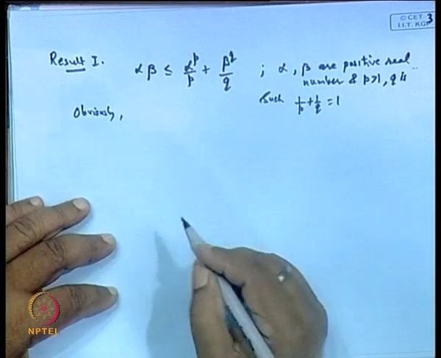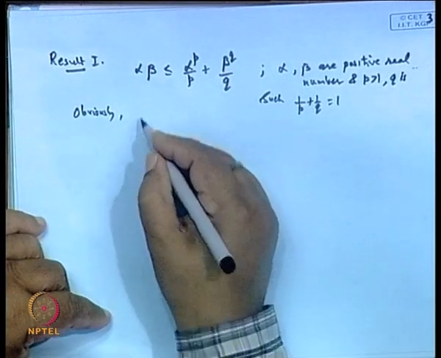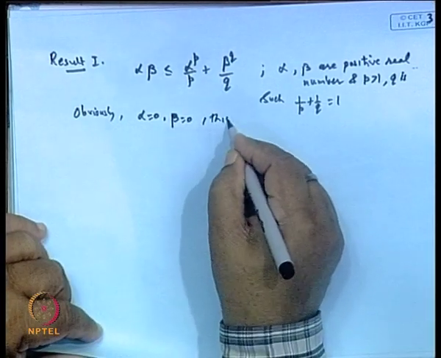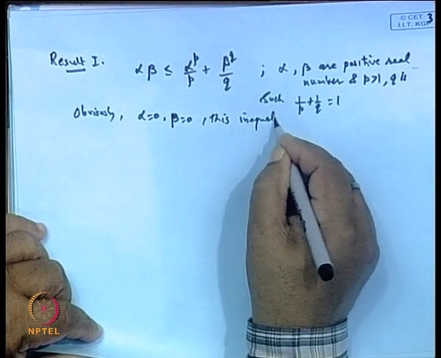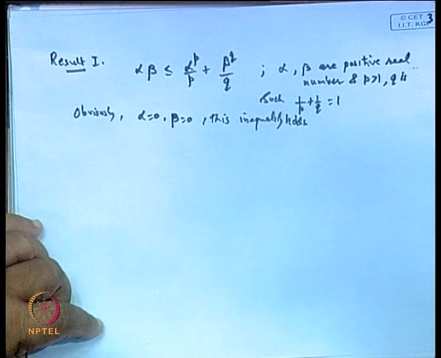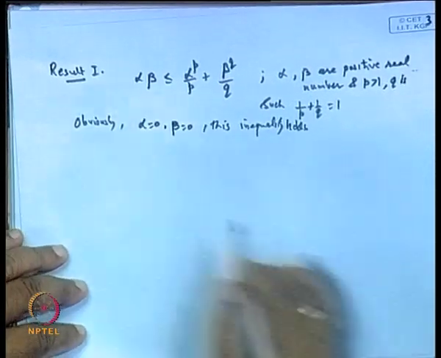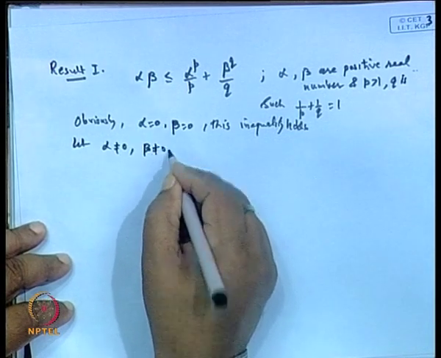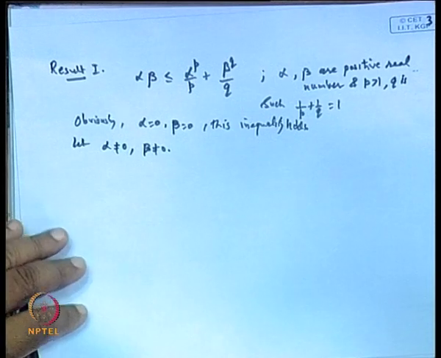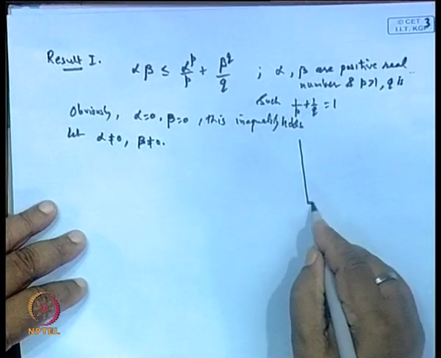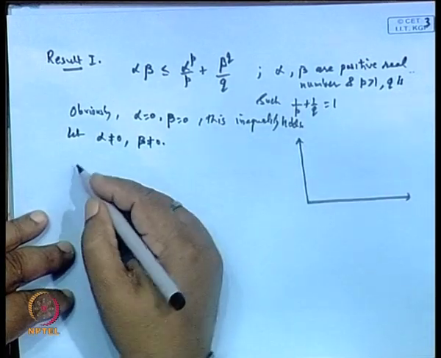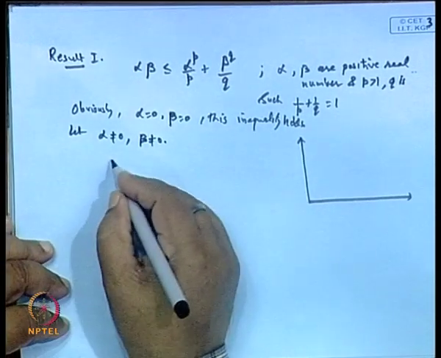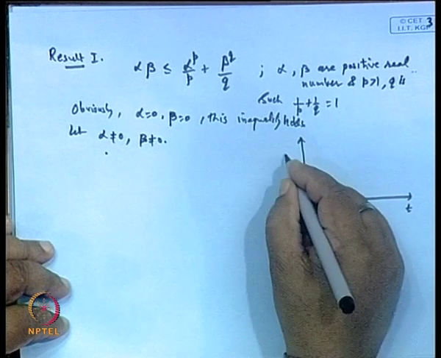Now, obviously, for α equal to 0 and β equal to 0, this inequality holds, which is true obviously. So, let α be not equal to 0, β be not equal to 0. Okay. So, for the general case, suppose we have a function, say, this is t, this is say u.